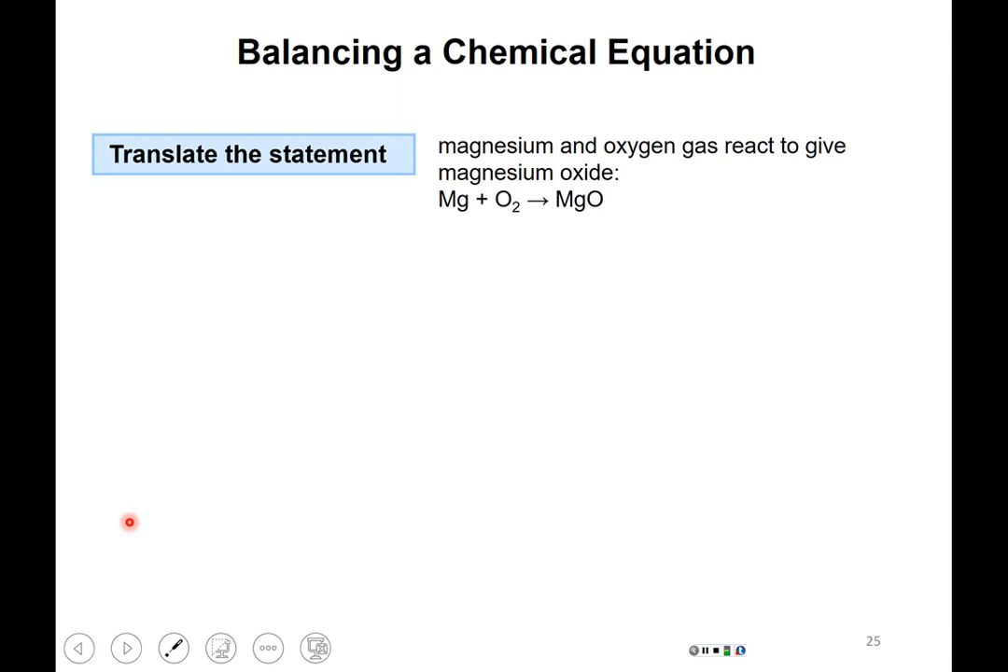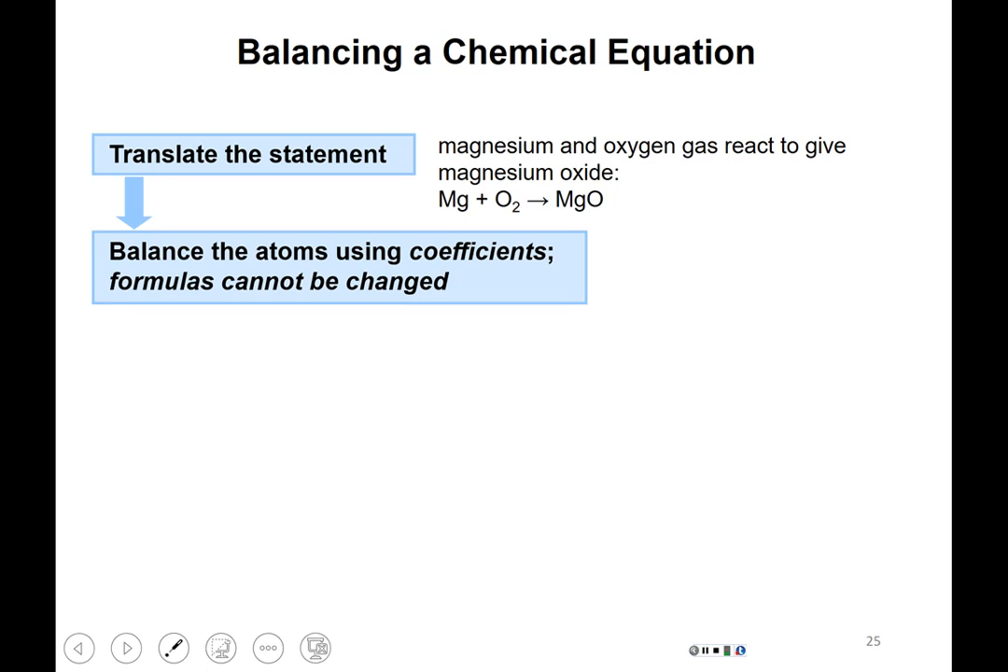So if we get the statement magnesium and oxygen gas react to give magnesium oxide, we translate that statement into Mg plus O2 goes to MgO. Right, so that would be translating it. Next, we balance the atoms using coefficients. You can't change a chemical formula, but you can write different numbers before that chemical formula.